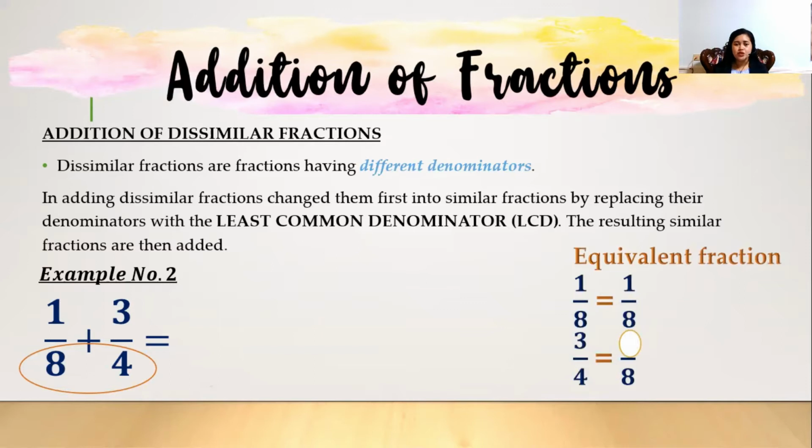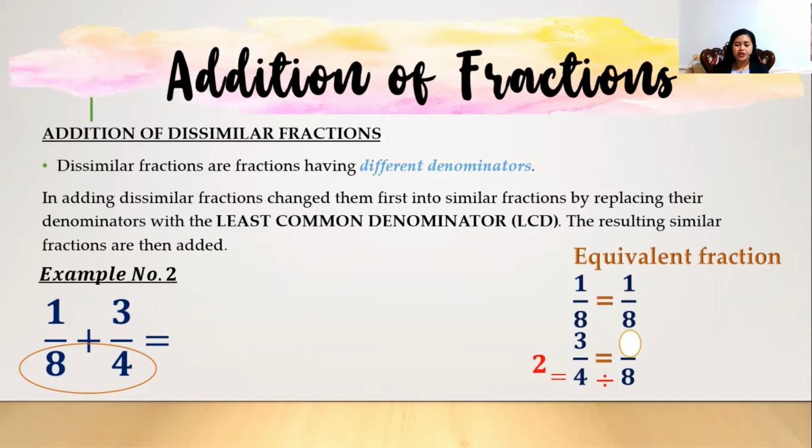Next, we need to rewrite our original fractions to their corresponding equivalent fractions. Equivalent fraction meaning you are now going to use the LCM as your LCD for the original fraction. For this example, we have 1/8. Its equivalent, having its denominator 8, is still 1/8. And then for the second fraction 3/4, our new denominator must be 8. To get the equivalent fraction, we divide 8 by the original denominator, which is 4. So 8 divided by 4 is equal to 2.